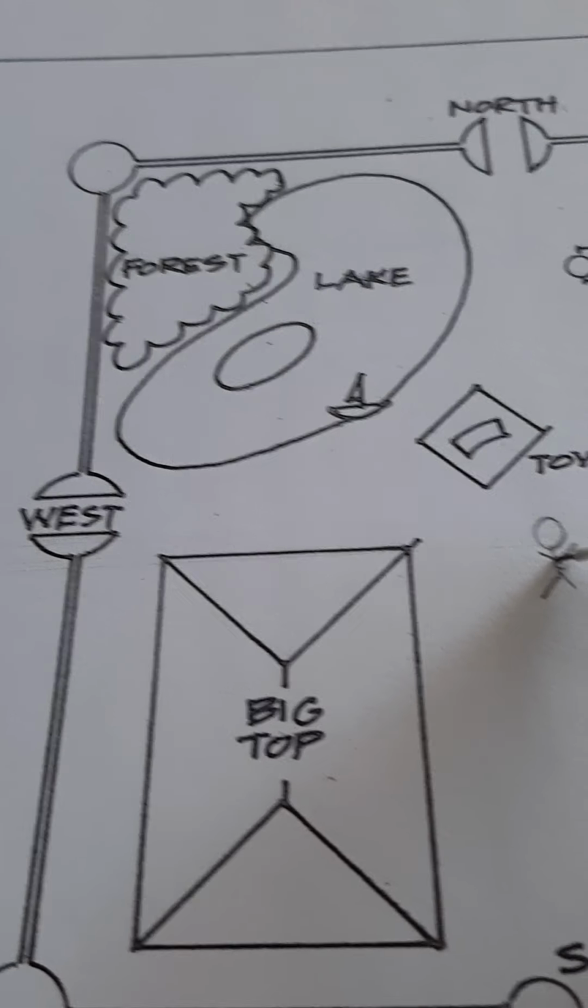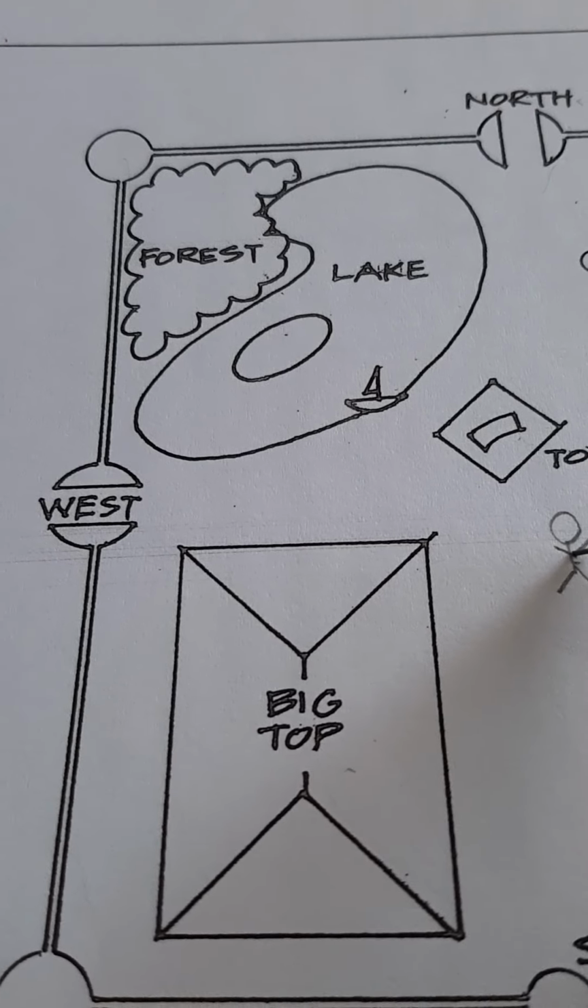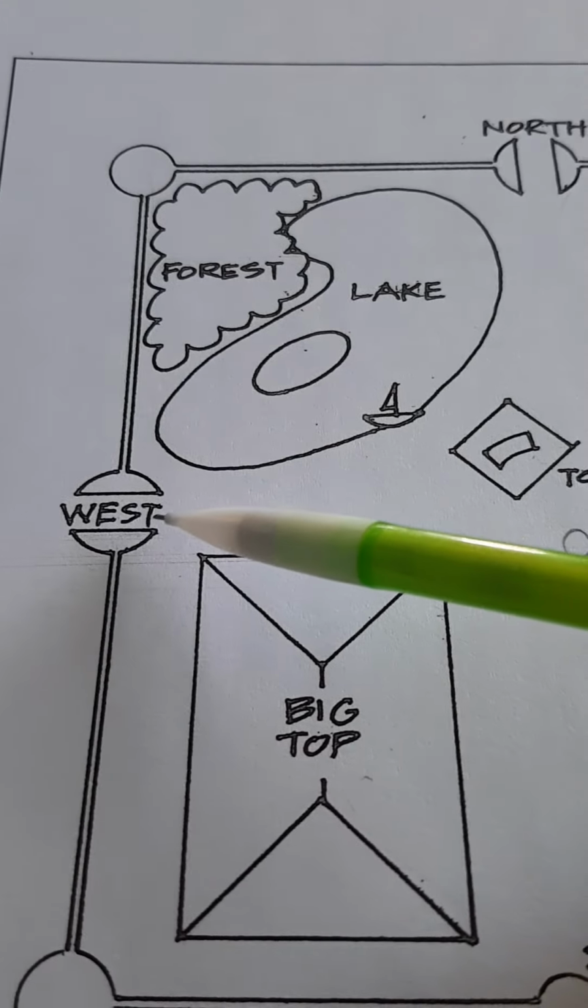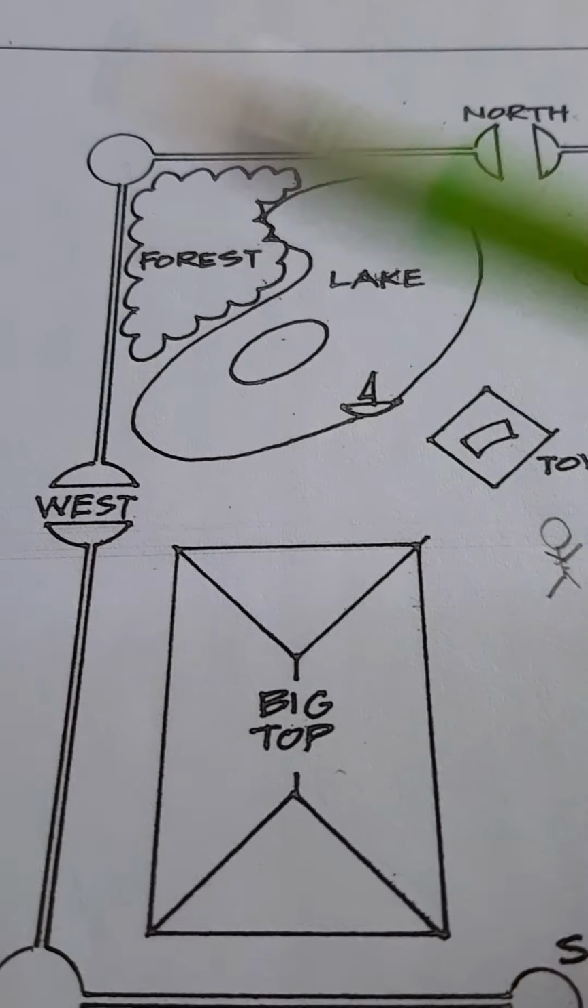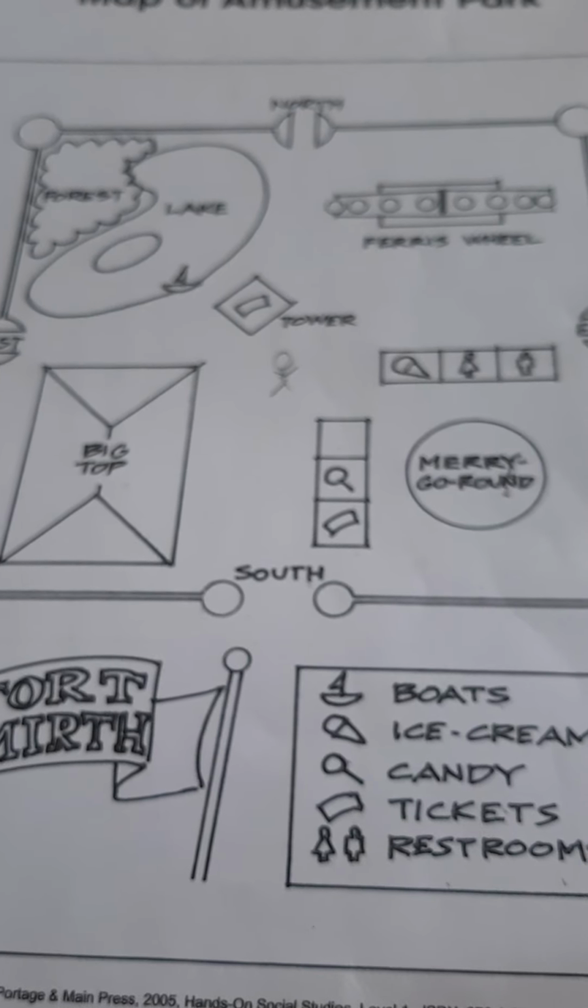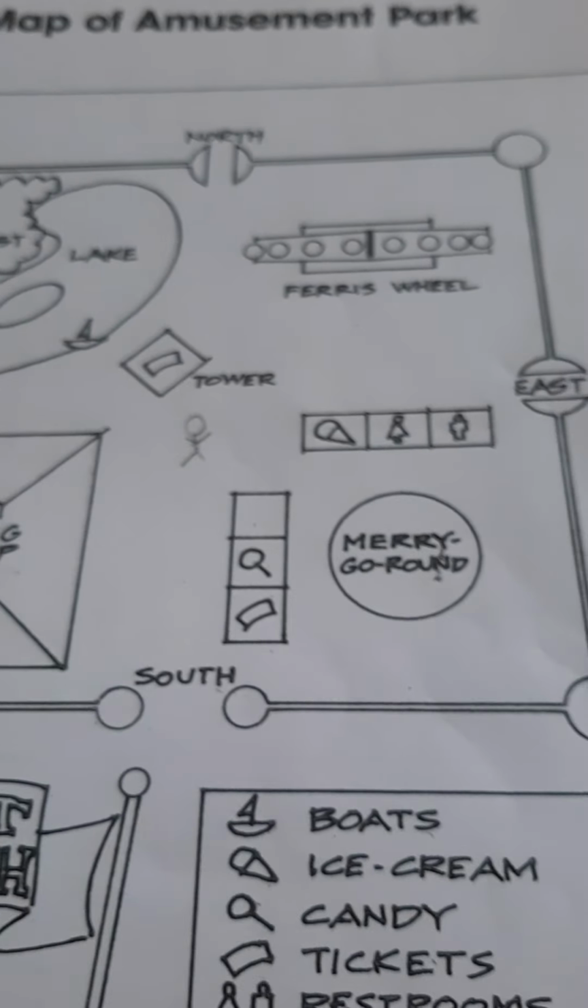Okay, what if I'm here and I want to go to the big top tent? There's something, maybe an exciting show to see. Then I would go in this direction because there's the big top. And what direction is that when I'm going that way? West. So the direction words are important because they help you know where you need to go.